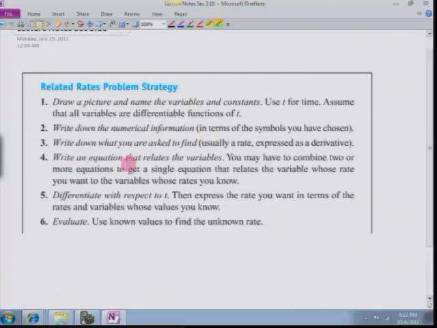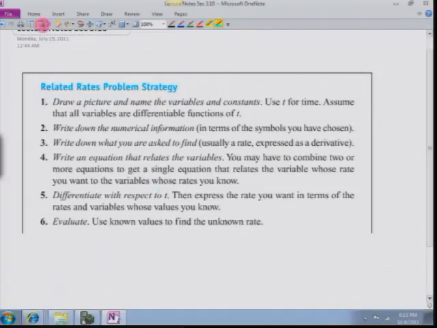Then you'll write an equation that relates the variables. If it's talking about area of a circle, what would the equation be? Pi r squared. If you're talking about a ladder leaning against a house, the Pythagorean theorem: x squared plus y squared equals c squared, z squared, whatever you want to call that. So there's something to relate all of these. Then you're going to differentiate with respect to t, the whole thing, and then you evaluate it. So that's just a strategy that will be helpful, hopefully.